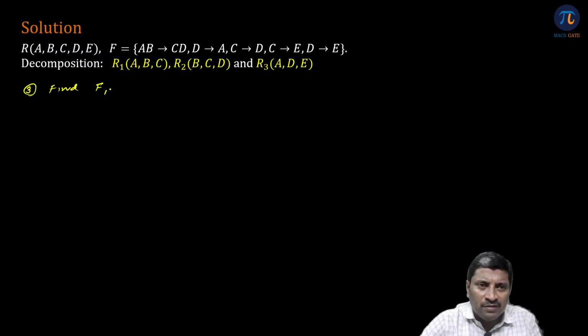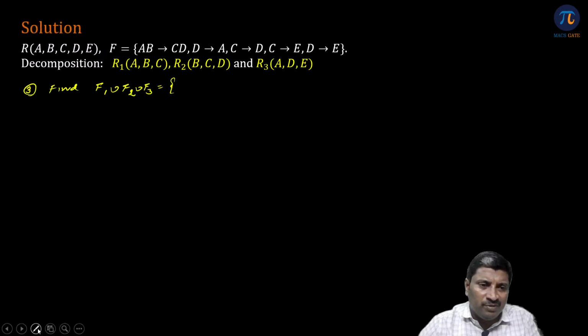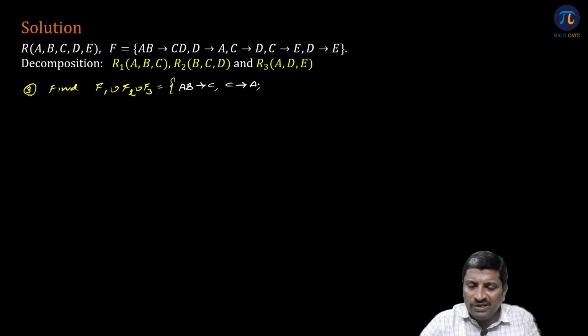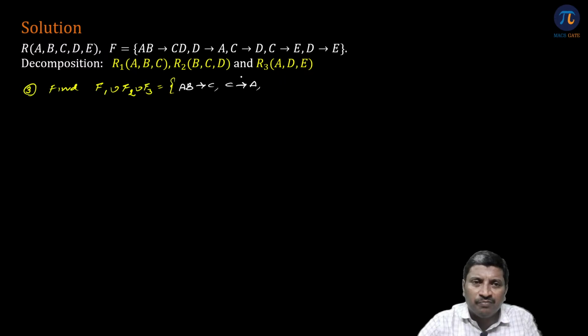Find F1 union F2 union F3. Okay, so let me write it, sir. AB implies C, C implies A. What is F2? C goes to D.